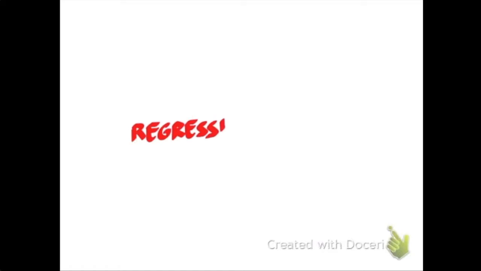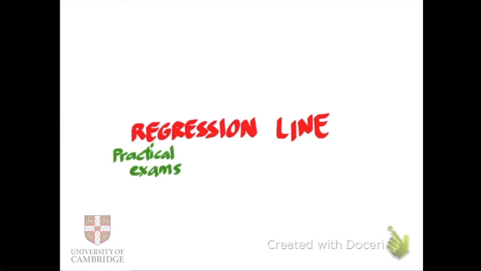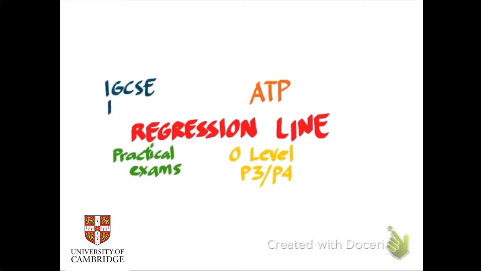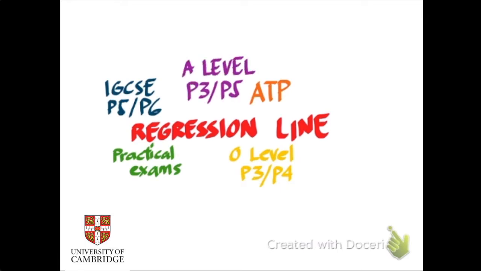In one of our virtual conferences via Hangouts Meet, I showed how a regression line can be used to determine the forecast or predicted grade, and the best fit grade, of course. And how is this related to the practical exams and alternative to practical papers in Cambridge's O level papers 3 and 4, IGCSE papers 5 and 6, and A level sciences papers 3 and 5?